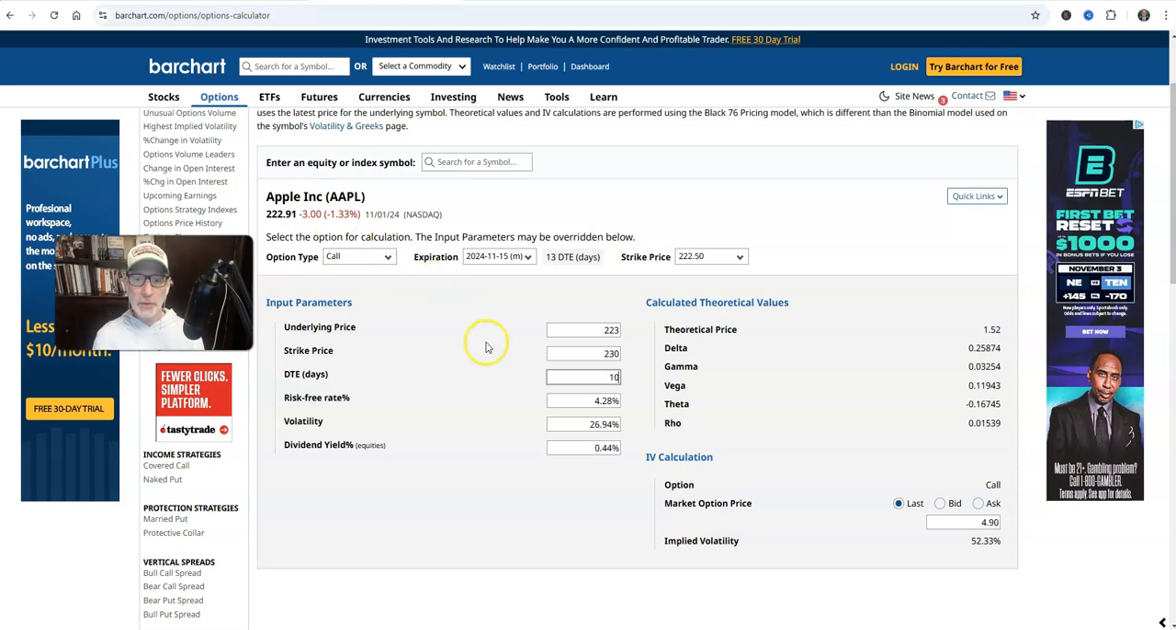Now, the other thing I want to talk about is what happens if the stock moves really quickly in your favor versus taking a long time to move in your favor. So let's put the parameters back here. We've got the stock price at $223, and you chose a call option strike price of $230 because you think Apple can get up to $230 in the next 33 days.